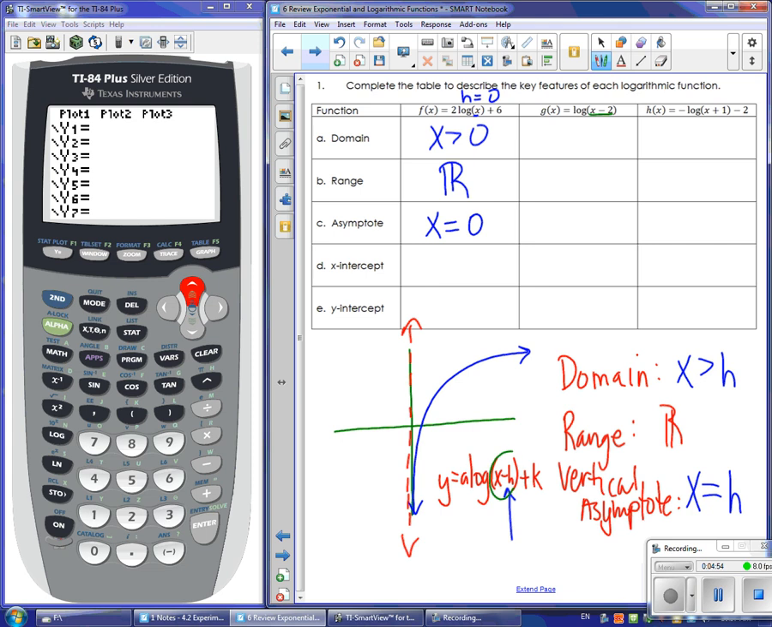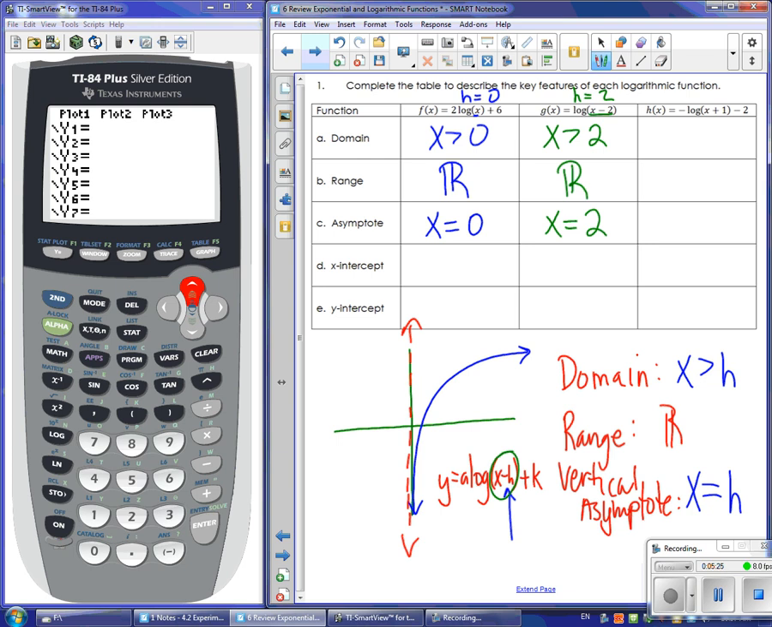Well, remember, the formula itself is x minus h, and so if you remember, the sign is always opposite the value of h. So h in this case is actually a positive 2, even though you see the subtraction sign in the equation. That's because there's a subtraction sign in the formula. So if h is 2, that means my domain must be that x is greater than 2. My range, just like all logarithms, is going to be all real numbers, and my vertical asymptote is going to correspond to the value of h as well.